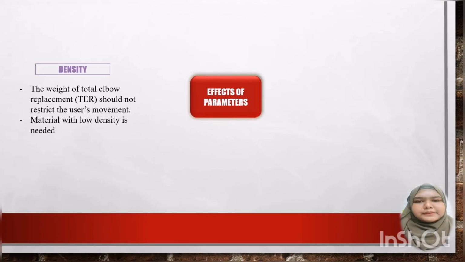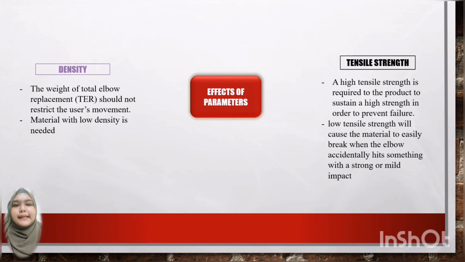There are several parameters taken into consideration, and the first one is density. The weight of the total elbow replacement should not restrict the user's movement. Thus, a material with low density is needed. The second parameter is tensile strength. A material with high tensile strength is needed to prevent failure of the product.